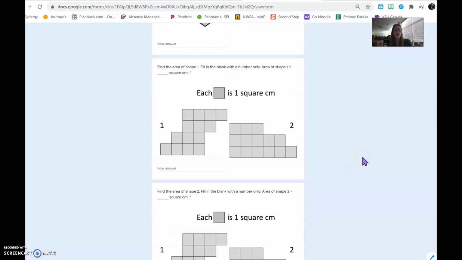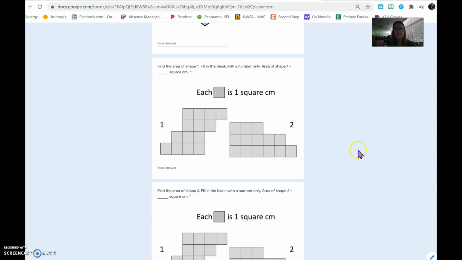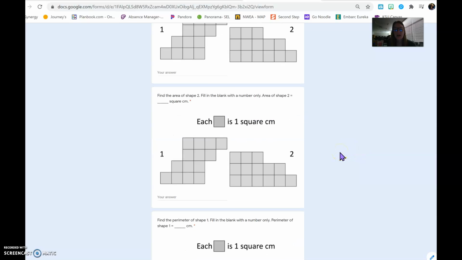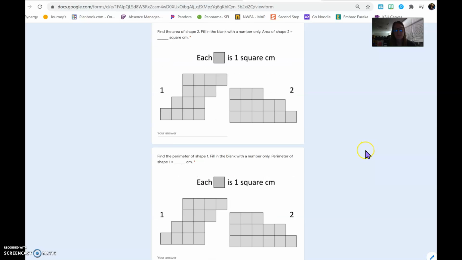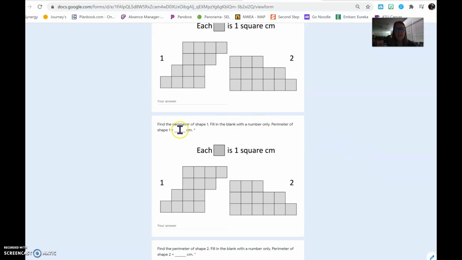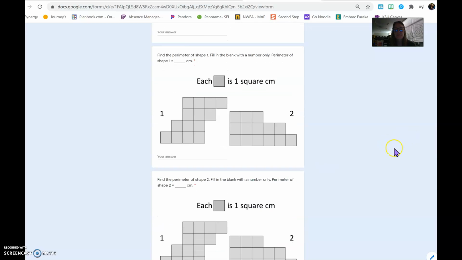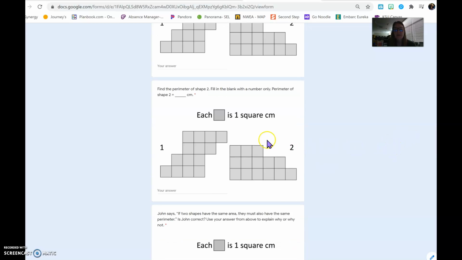The next one says find the area of shape 1. Find the area of shape 1. Find the area of shape 2. Find the perimeter of shape 1. Find the perimeter of shape 2.